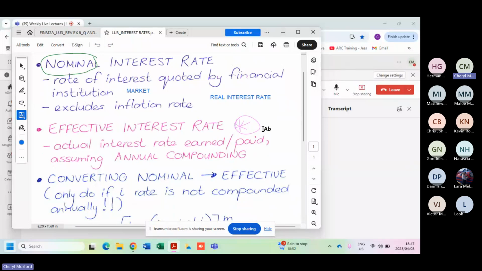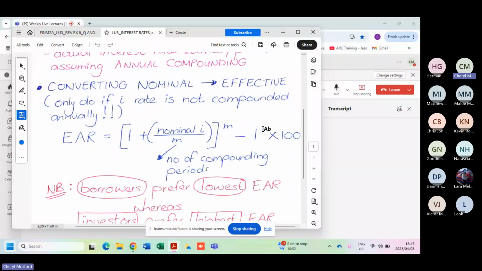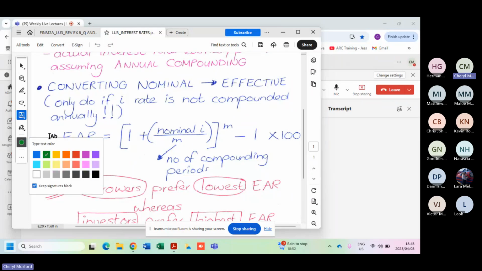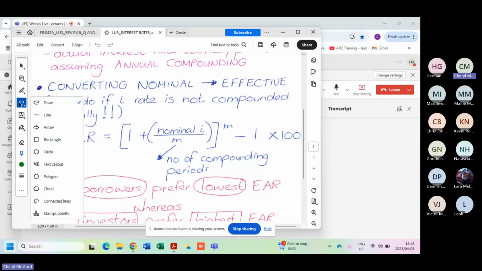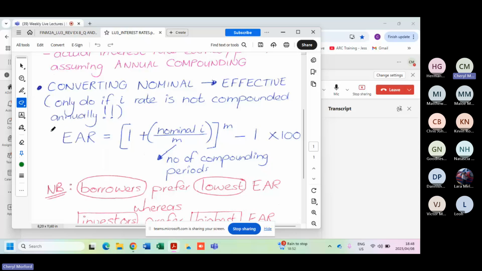The minute it's not compounded annually, we must convert it into an effective rate. And how do we do this? See, here is a formula. You'll be okay for the task because the formula will be in your book or maybe on this slide, but not the case in the exam. So you would have to remember this.